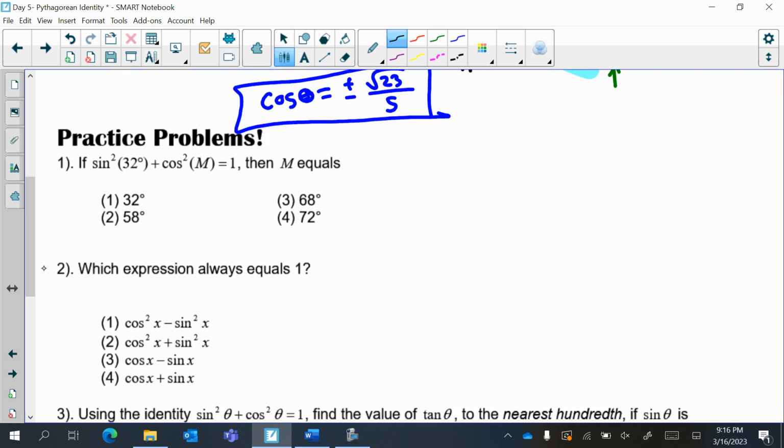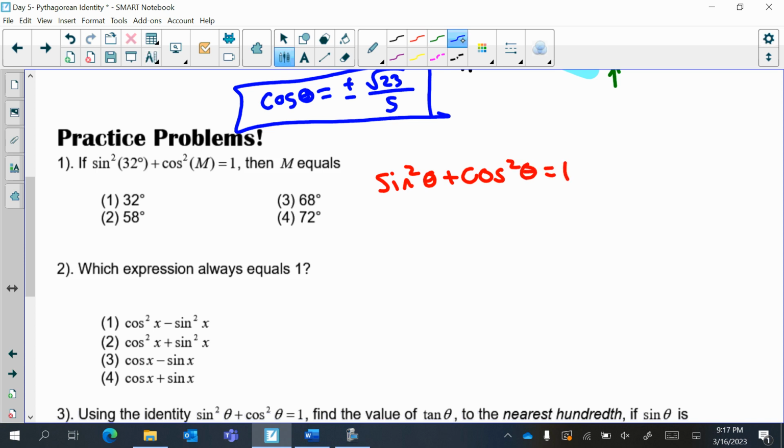Now, this did come up on the Regents one year in a very unique way. And that unique way is, they said if sine squared 32 degrees plus cosine squared of m is equal to 1, then what does m equal? Now, you should be able to recognize that this is the Pythagorean identity. And the Pythagorean identity is sine squared theta plus cosine squared theta equals 1.